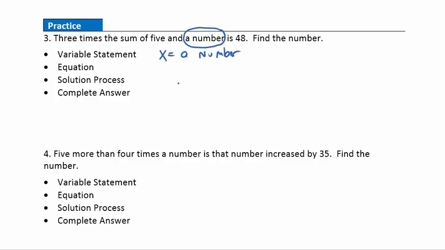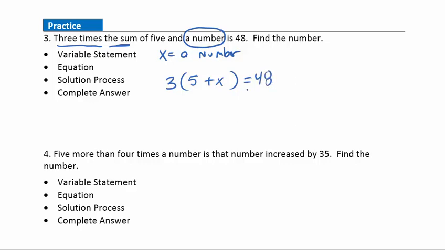All right, now I'm ready to translate. 3 times the sum. Well, this is a little tricky. I want to take 3, but not times just one thing. I want to take it times the sum. So that's what that looks like. 3 times the sum. We've got to make sure we put that sum in parentheses so that we take 3 times the whole sum, not just part of it. Okay, so now let's see. The sum of 5 and a number is 48.